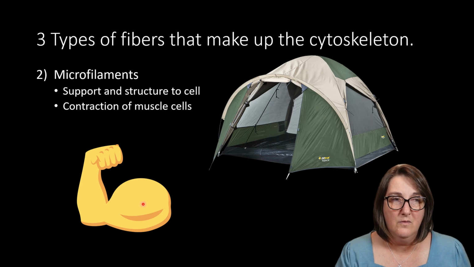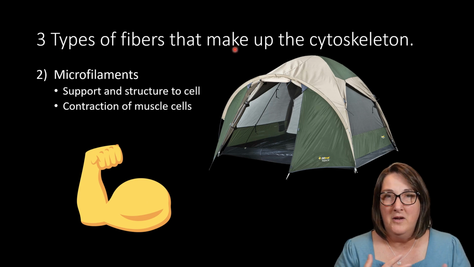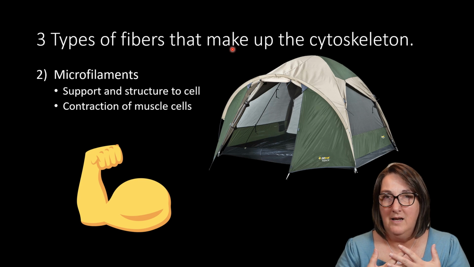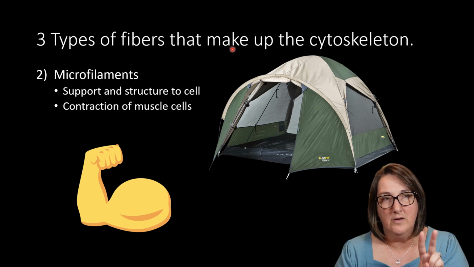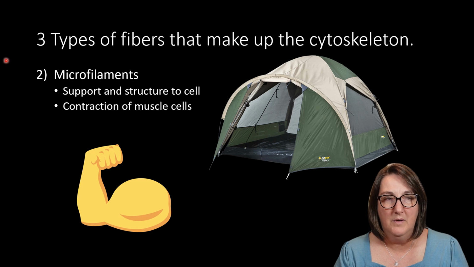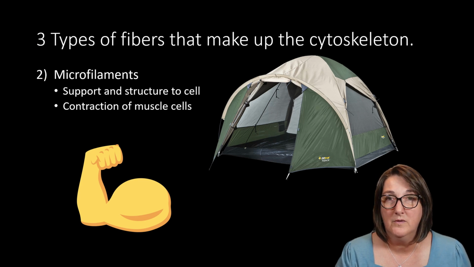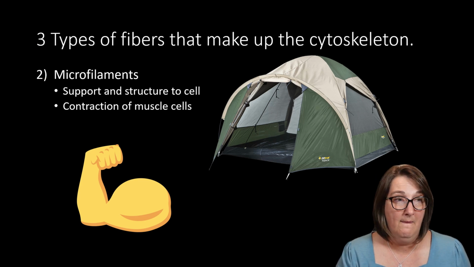All right, there is a third one. It's called intermediate filaments, and they are just kind of like a mesh network, like a netting that helps support other materials. So we're only going to talk about two. There's three types, but microfilaments and microtubules are the ones you need to know.